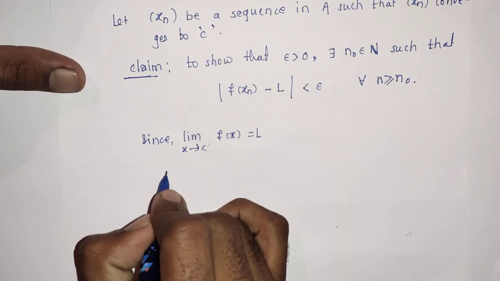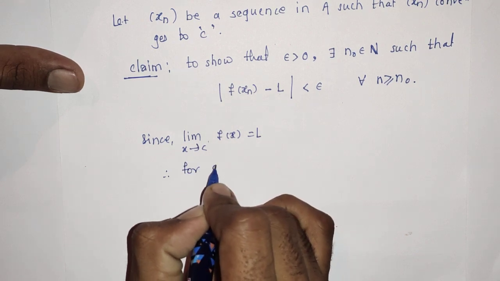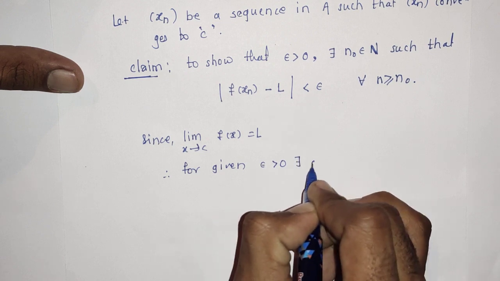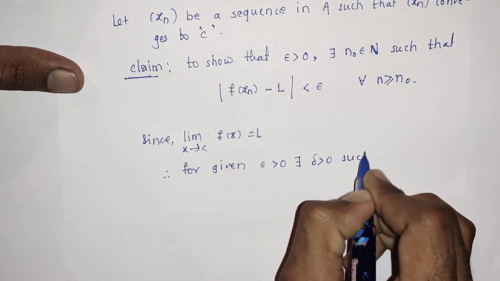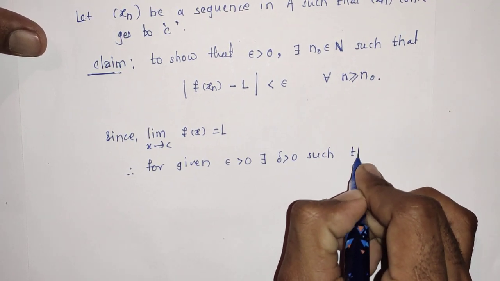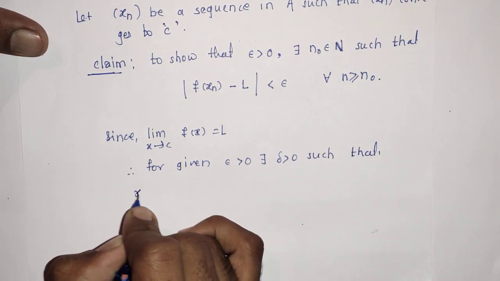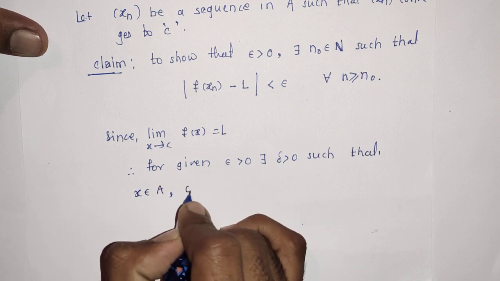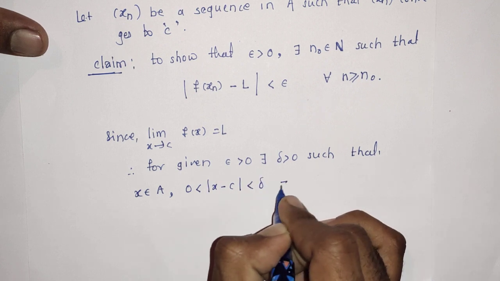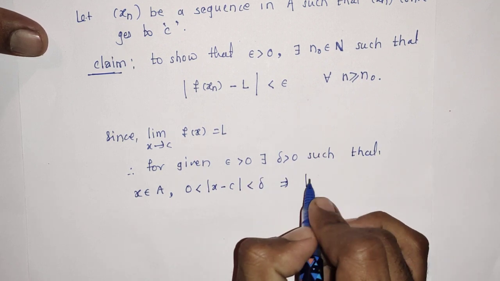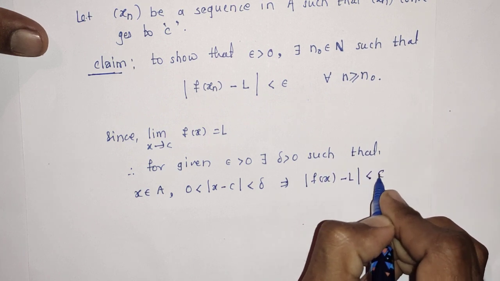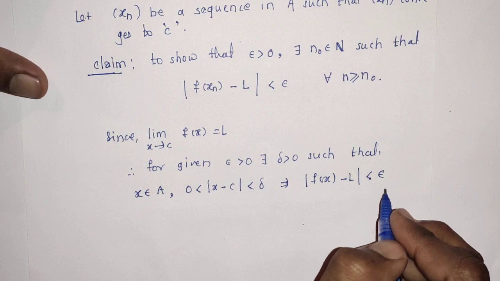Therefore, for given epsilon positive, there exists some delta positive such that for x belongs to A, 0 less than mod x minus c less than delta implies mod of f of x minus L less than epsilon. This is the definition of limit.